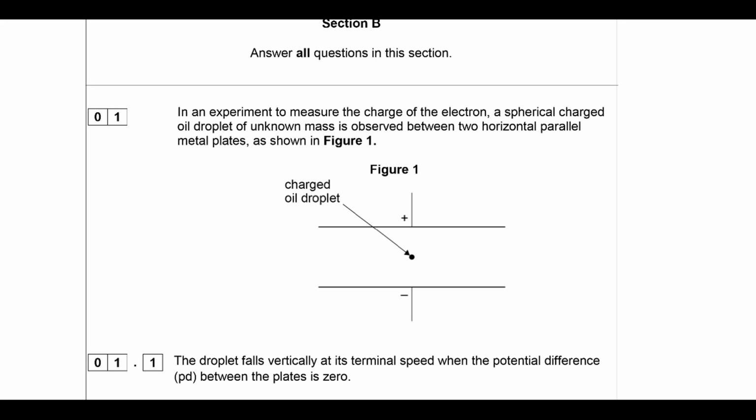Alright, so this is the Specimen Paper 3. This is the first set of Specimen papers which are available on the AQA website. So let's start off with question 1, which is looking at Millikan's oil droplet experiment.